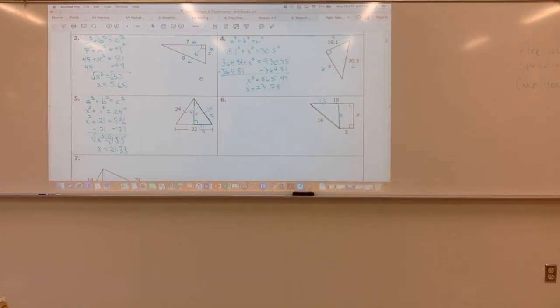On the AIR test, this problem would show up and it would say find the perimeter. It wouldn't say anything about Pythagorean theorem, but you'd have to realize that to find that missing side, you need to use Pythagorean theorem. That's how every question is on the geometry AIR test. They always combine multiple chapters.